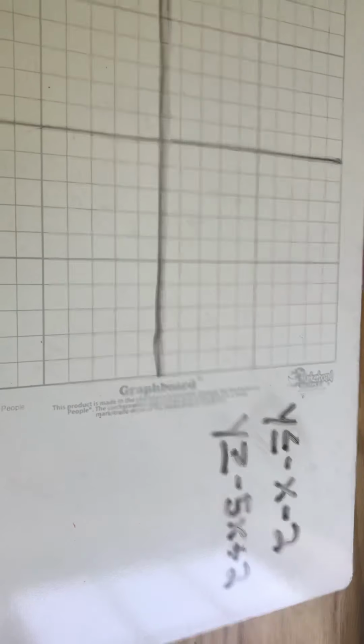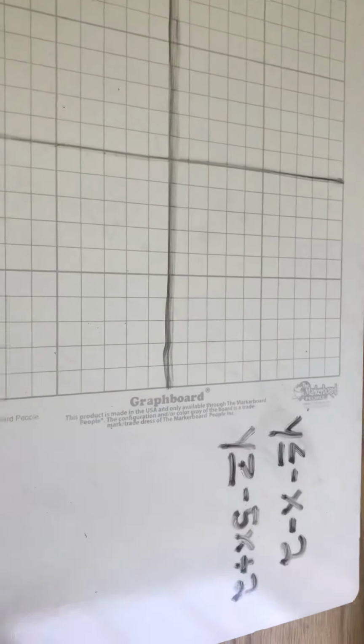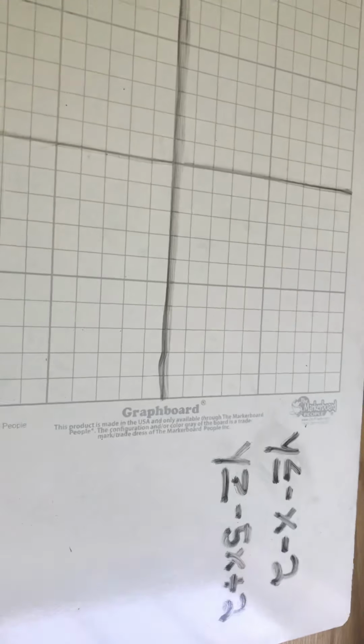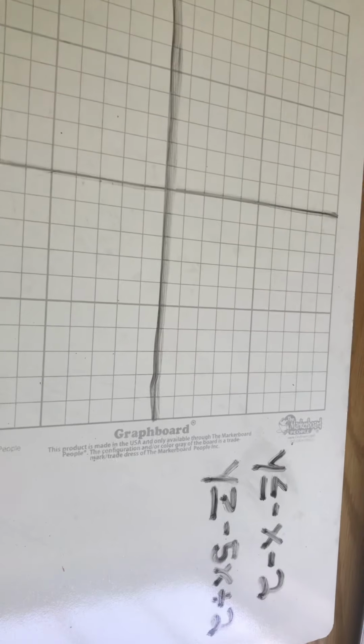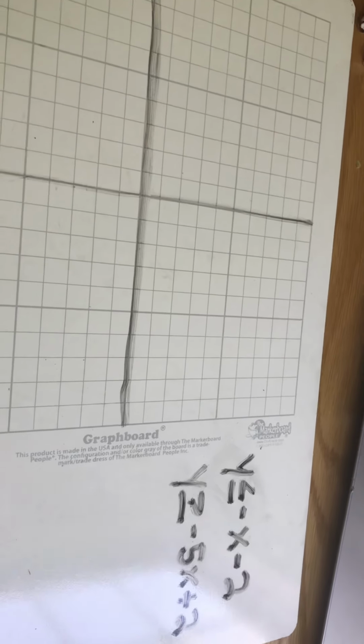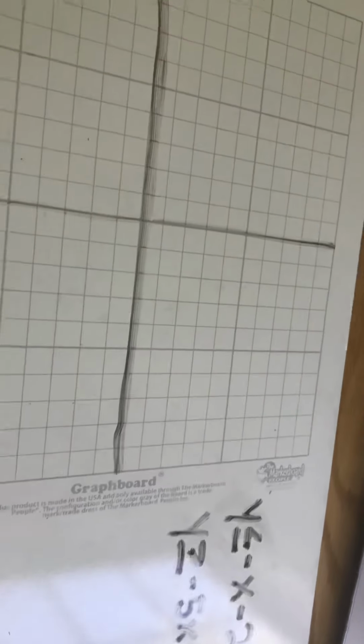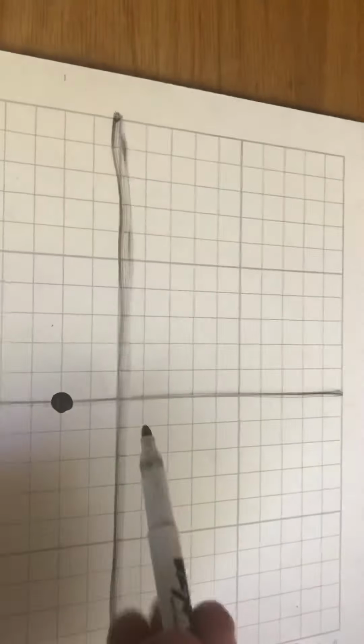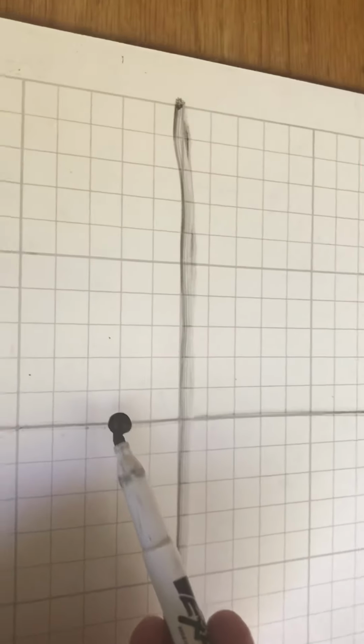And the first thing to do is just graph this like a normal equation. So the first one says y is less than or equal to negative x minus 2. Remember, the minus 2 is the y-intercept. That tells us where to begin. So I'm going to start at minus 2 and put a little dot. This is our y-axis, so I'm going to start at negative 2.